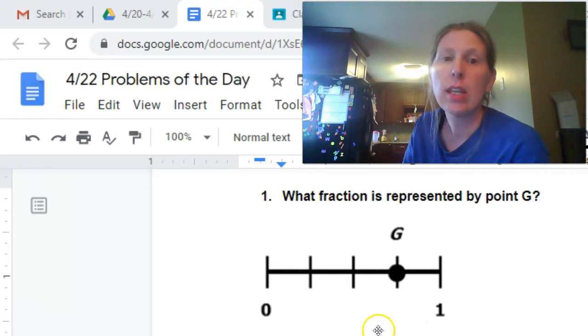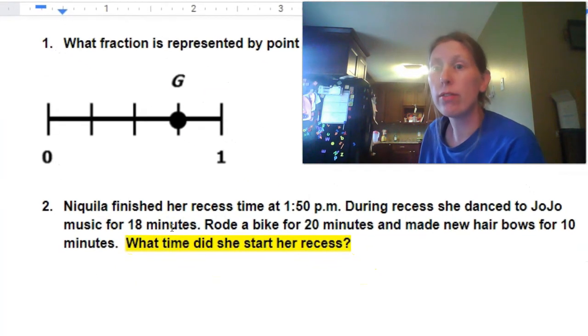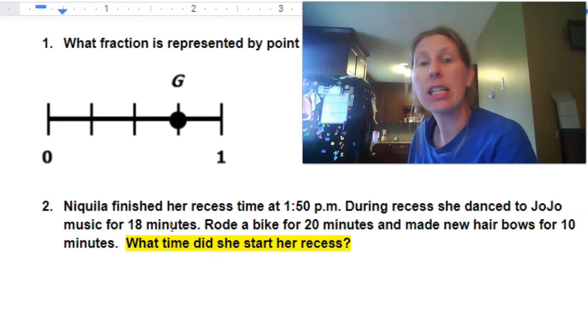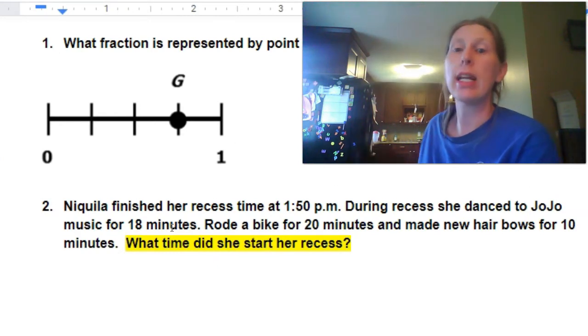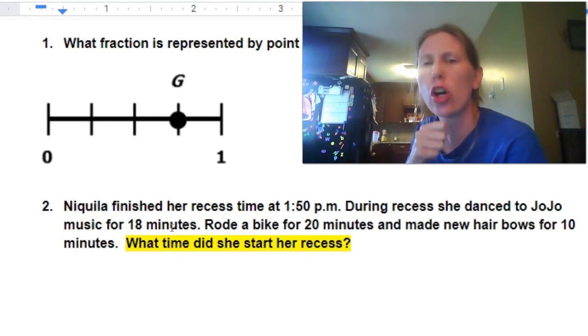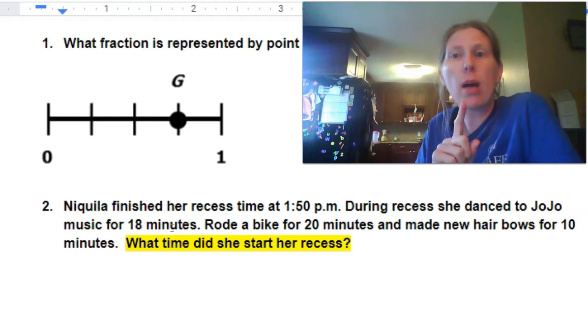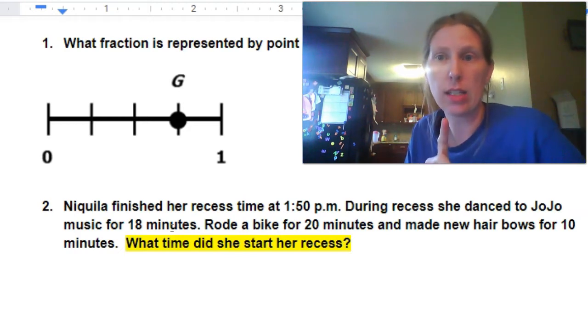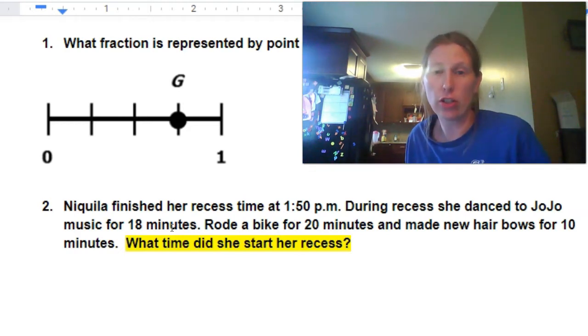Question 2, Nikila finished her recess time at 1:50 p.m. During recess, she danced to JoJo music for 18 minutes, rode a bike for 20 minutes, and made new hair bows for 10 minutes. What time did she start her recess? So for this problem, we need to know what time she started her recess because we do already know what time it finished. We know what activity she did during that time.